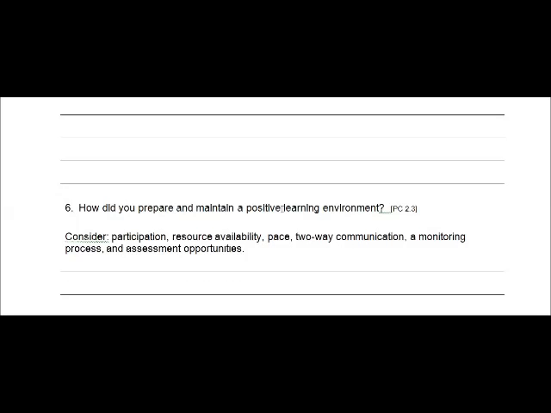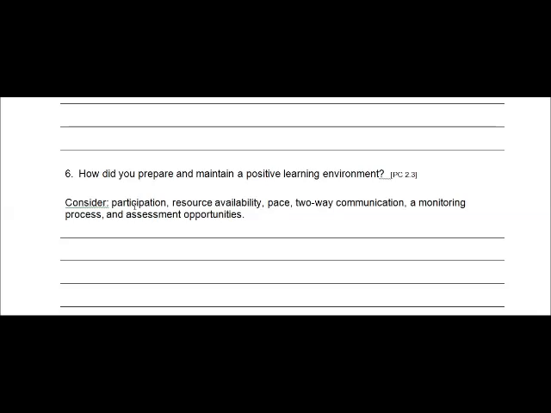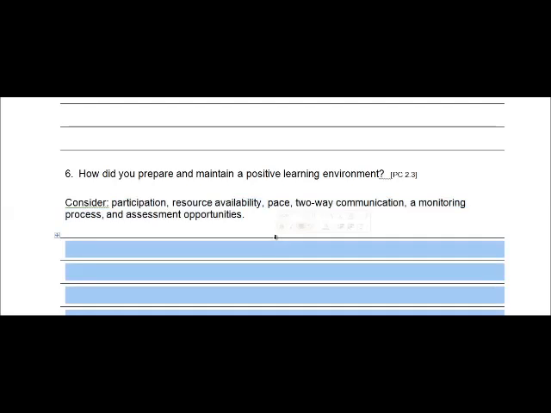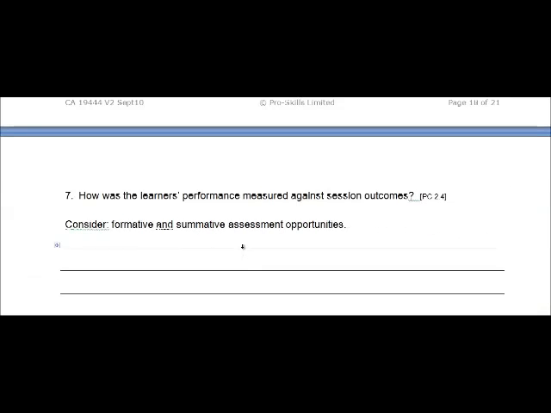Number 6 is how did you prepare and maintain a positive learning environment? So what kind of things did you do to make sure that there was participation, that resources were available, that there was really good two-way communication happening? So you'll just write your notes in there.